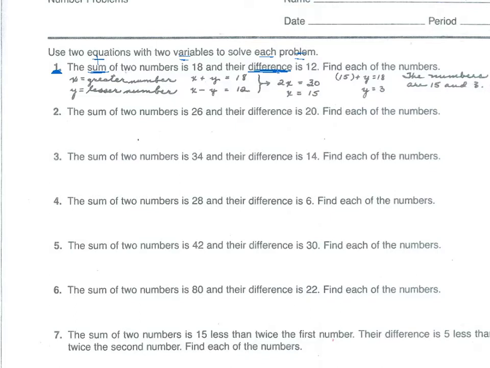So I use x and y. Now here's a more important thing. I'm going to say x is the greater number. So when it says the difference is 12, I'm doing this, x minus y. Okay, so I have x minus y equals 12, and the sum of 2 numbers is 18, so it's x plus y equals 18.